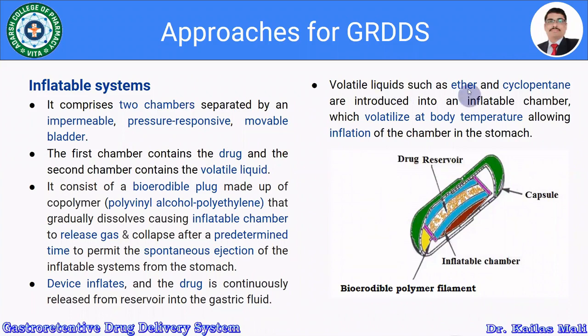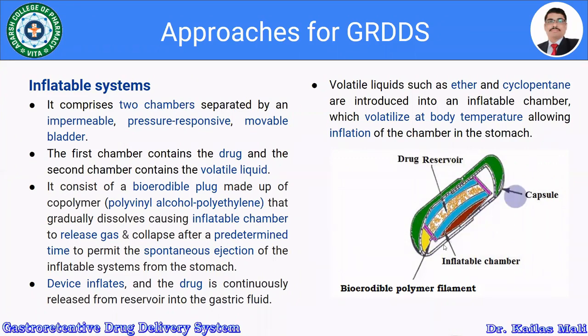Volatile liquids such as ether and cyclopentane are introduced into an inflatable chamber which volatilizes at body temperature, allowing inflation of the chamber in the stomach. So here, this is the green color. It is a capsule. This is the inflatable chamber, which is filled with the volatile liquid. Here it's a drug reservoir. Then here this is the bioerodible polymer filament, isn't it?